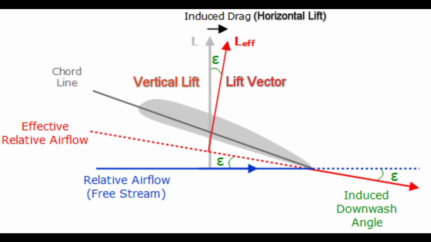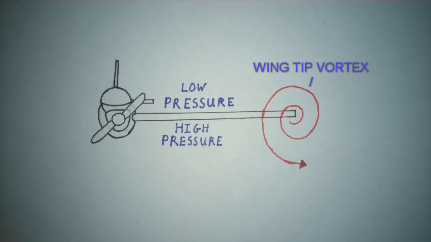This means if we resolve the lift vector into its horizontal and vertical components, when the airfoil is at a positive angle of attack, some of the lift is opposing motion. This makes up a portion of induced drag. Wingtip vortices are another part of induced drag.